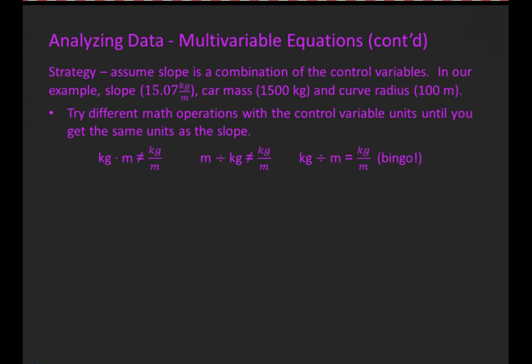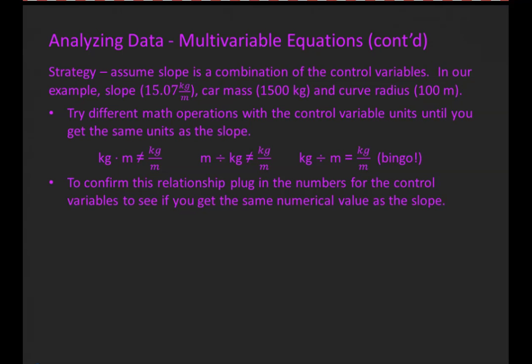And in this case it was simple and obvious, but sometimes you're going to get more complex relationships, and it truly is just a trial and error process of math operations that get the units to match. Now, step 2, we want to confirm this relationship, and to do this we're going to plug in the numbers for the control variables to see if you get the same numerical value as the slope. So we did units of kilograms divided by meters.